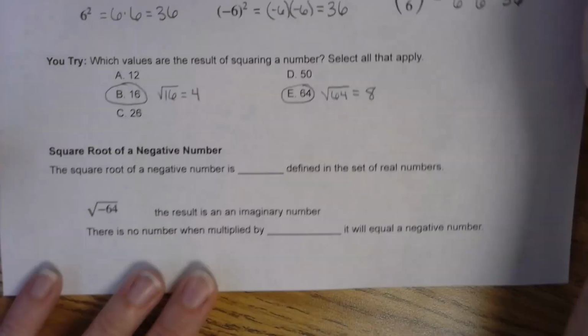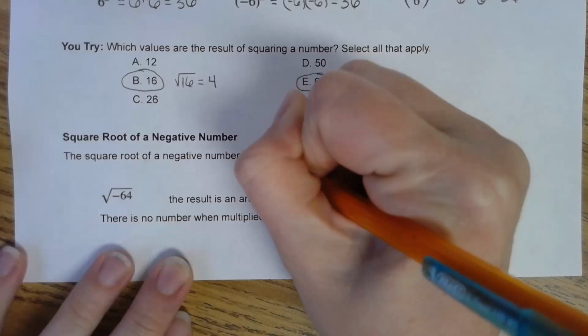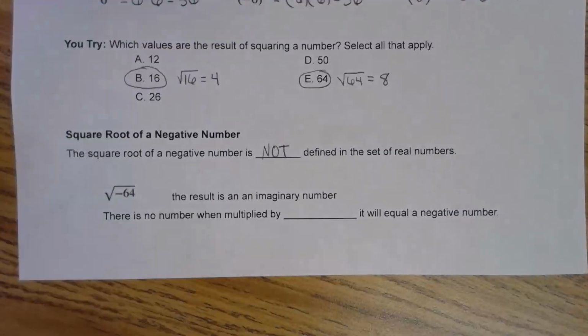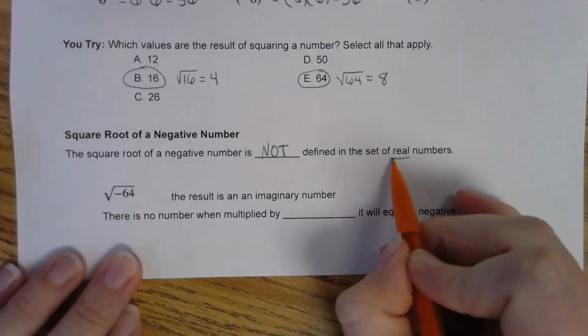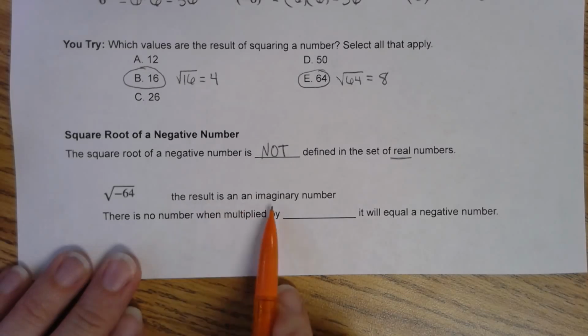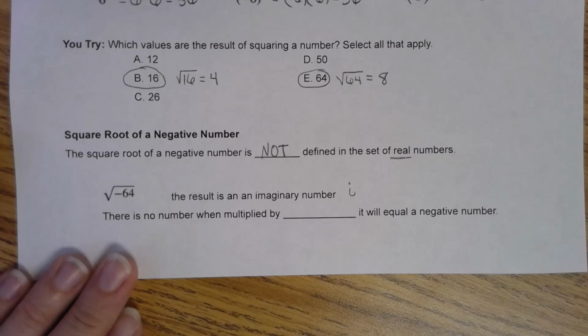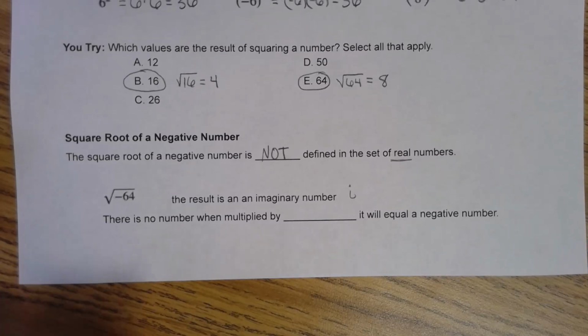Let's look at the square root of a negative number. The square root of a negative number is not defined in the set of real numbers. So for example, the square root of negative 64, the result is actually an imaginary number. It's an i, which looks like a backwards J, but that is an i, a notation we use in math for imaginary numbers. And yes, there is such a thing.